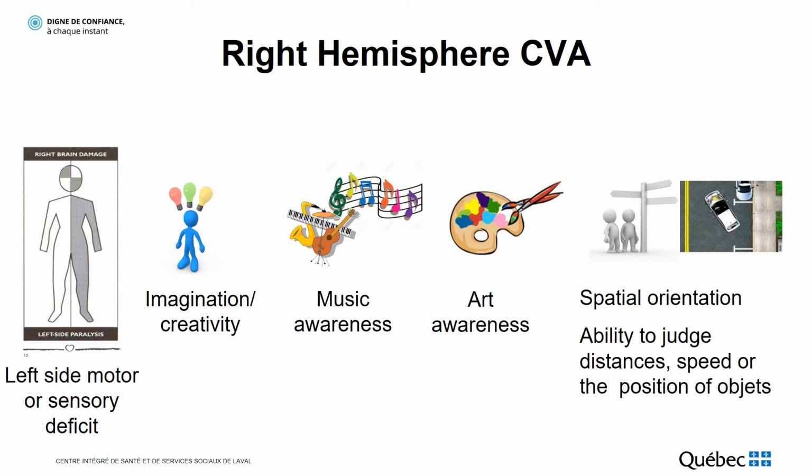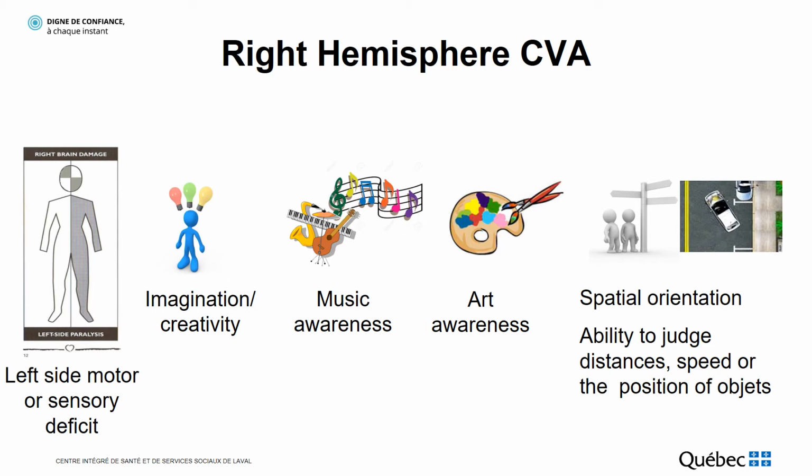The right side of the brain controls movement to the left side of the body. It is where our creativity and imagination comes from, our intuition, our insight, our music awareness and art awareness, and spatial recognition. When there is a right brain stroke, you may have weakness or paralysis on the left side of the body, visual problems. You're very quick, impulsive, very curious in your behavior.